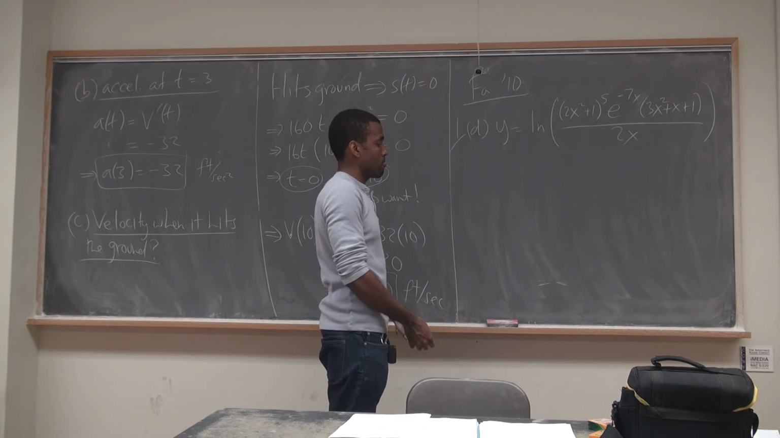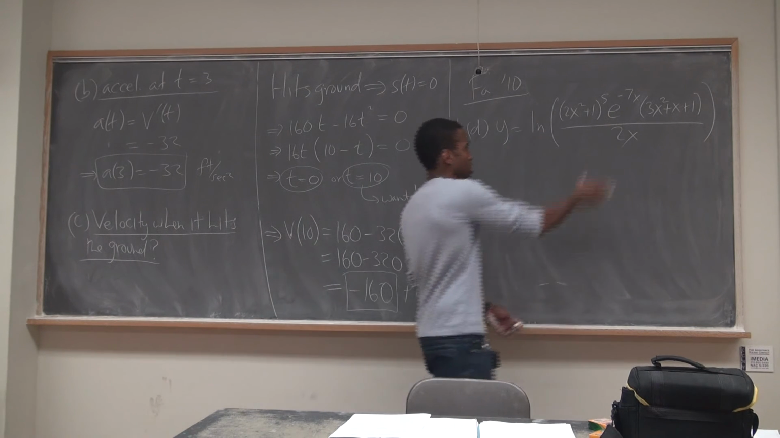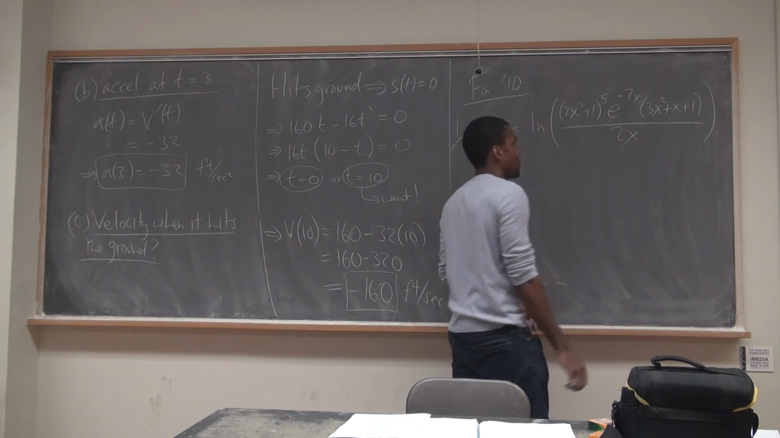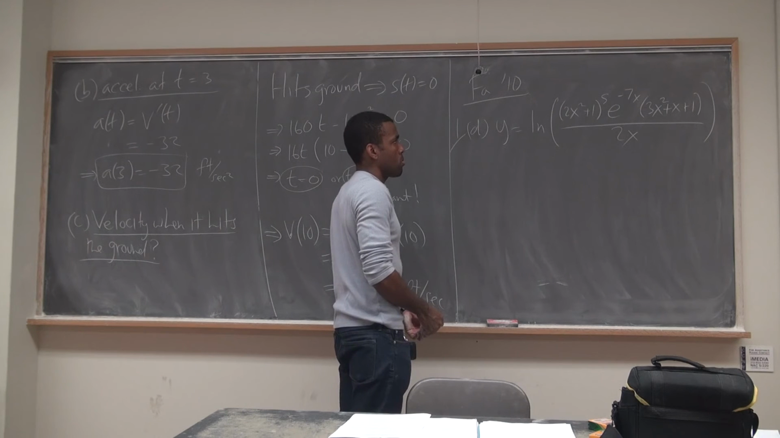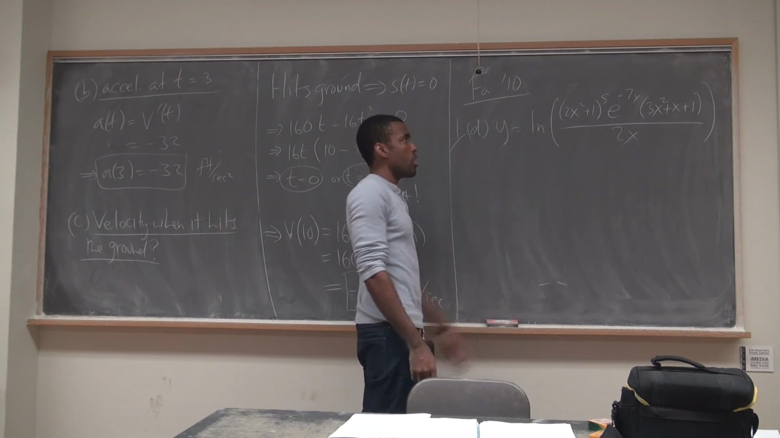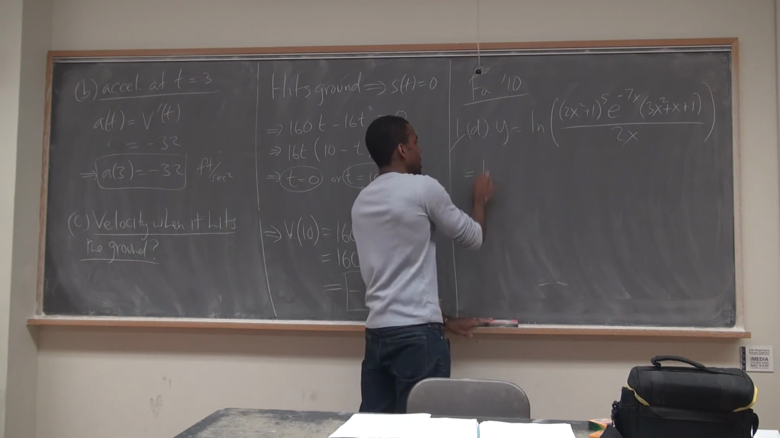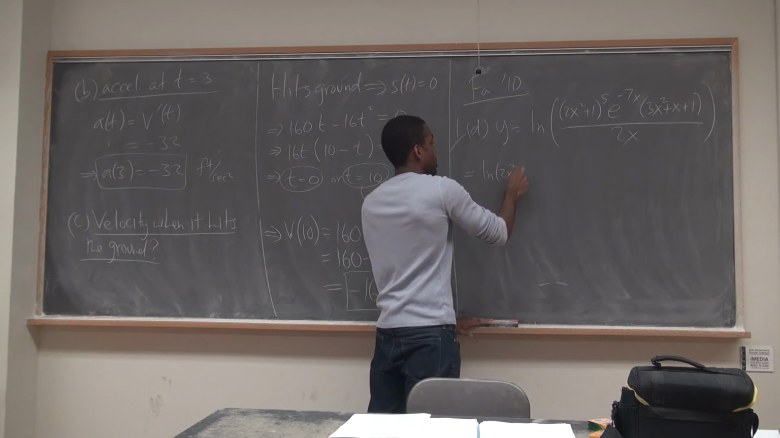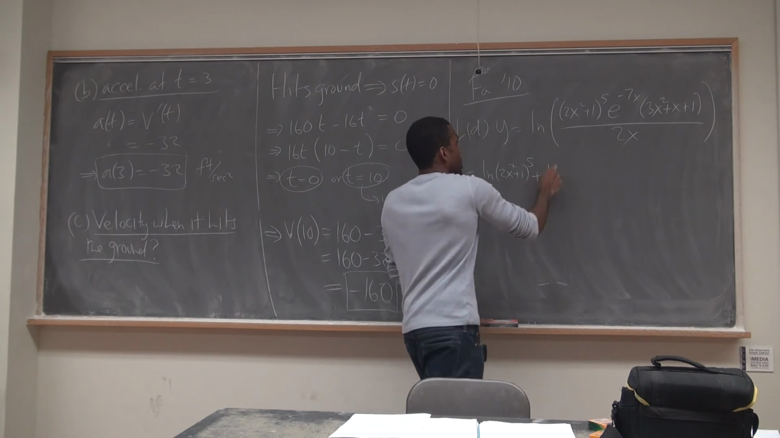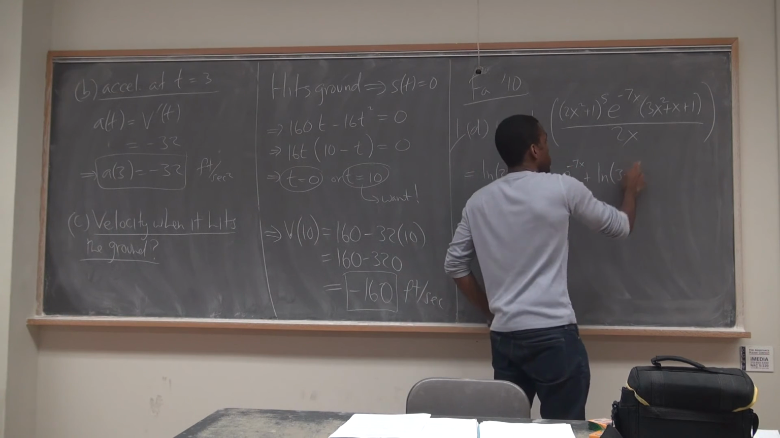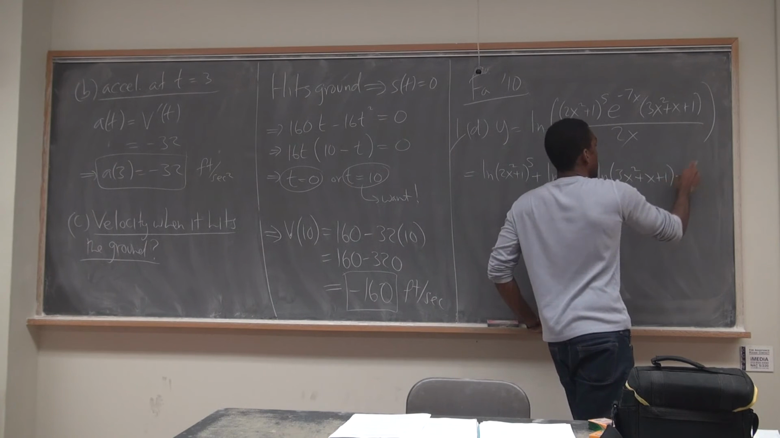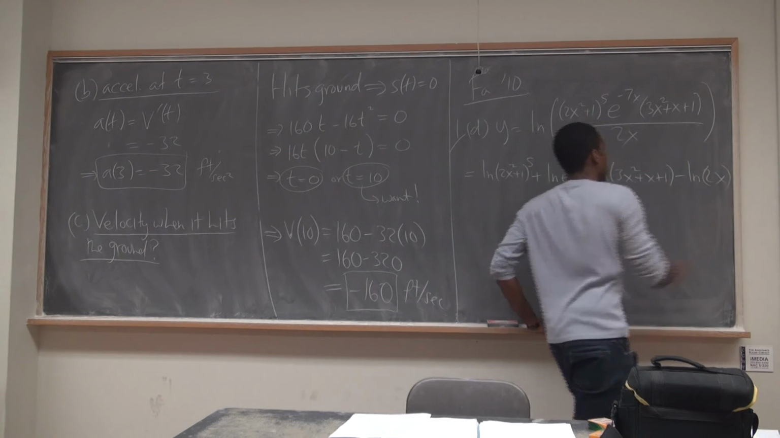Okay. Could you bring up the 2x? What do you mean? I write 2x to the minus 1 up here? Yeah, ln subtraction. Wait, it's an ln. Use the log rules. This is just ln of 2x squared plus 1 to the 5th, plus ln of e to the minus 7x, plus ln of 3x squared plus x plus 1, minus ln of 2x.